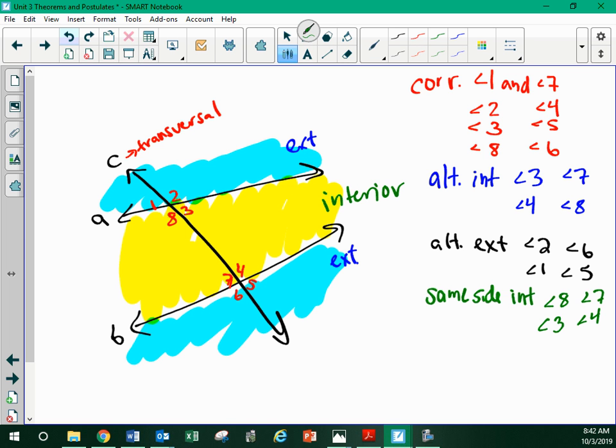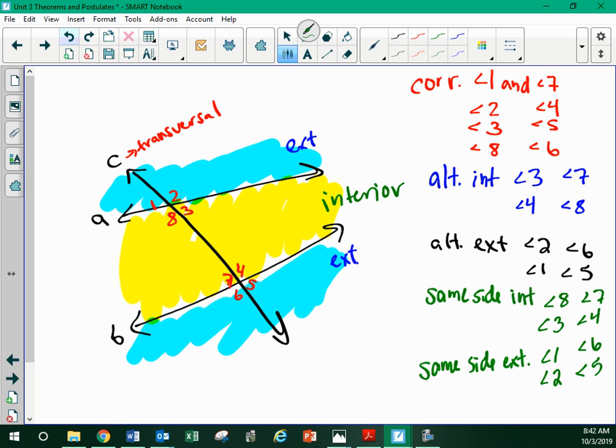Now the new one that the SL has added this year is same side exterior. It's on the exterior, and it's on the same side. What do you guys think would be a pair of same side exteriors? 1 and 6, good. And 2 and 5.